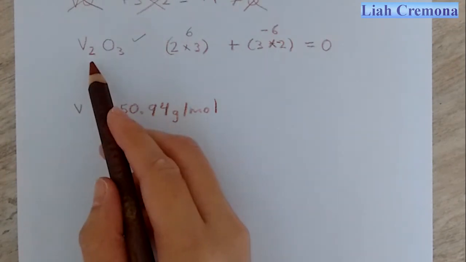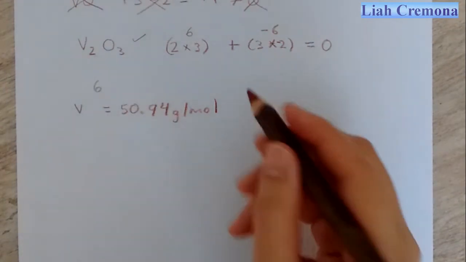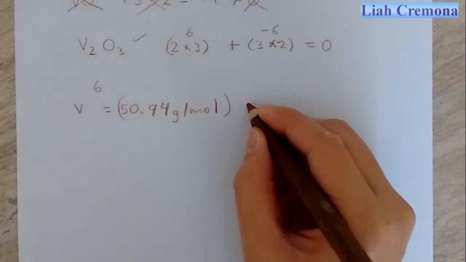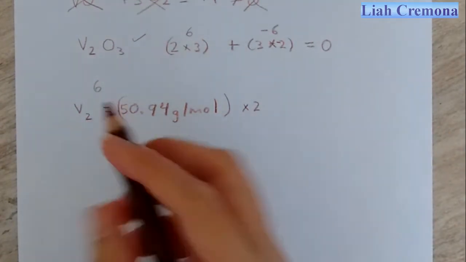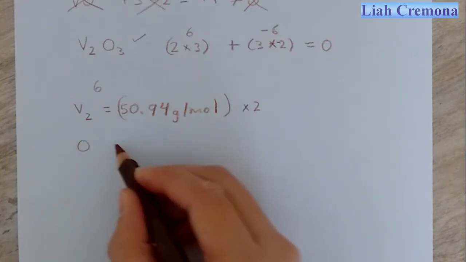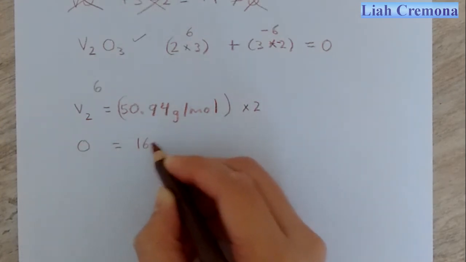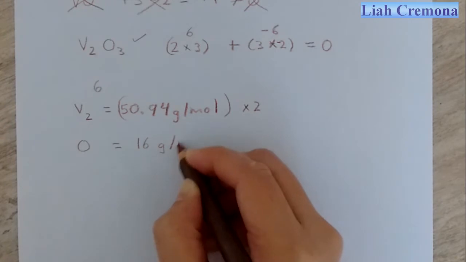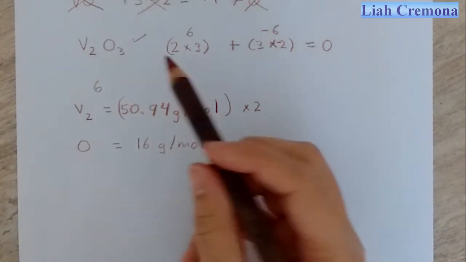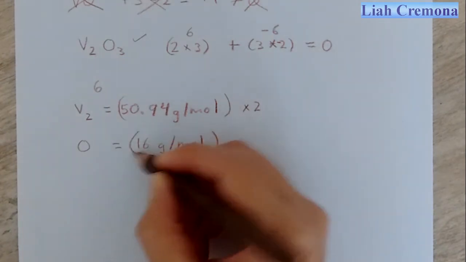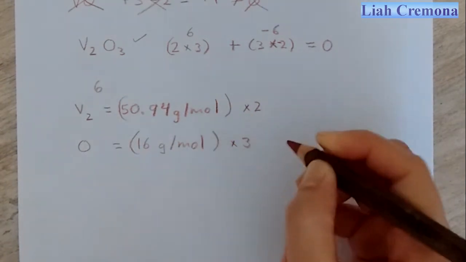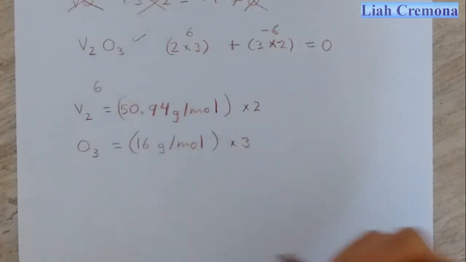However, we see that we have 2 atoms of vanadium, so we must multiply this number by 2 to give us this. Now for oxygen, we know that we have 16 grams per mole, but we have 3 atoms of oxygen, so we must multiply 16 times 3 to give us this.